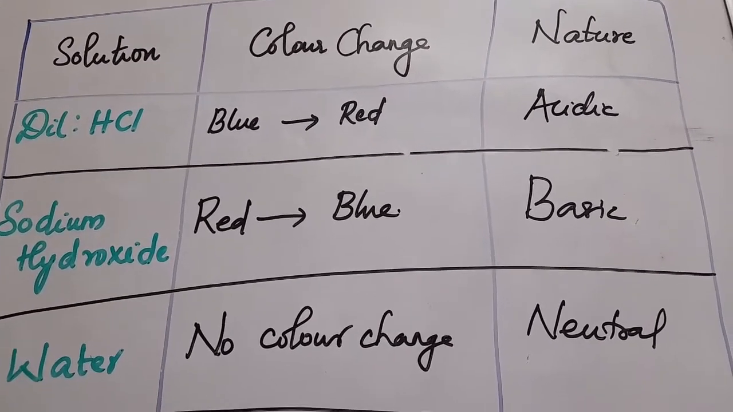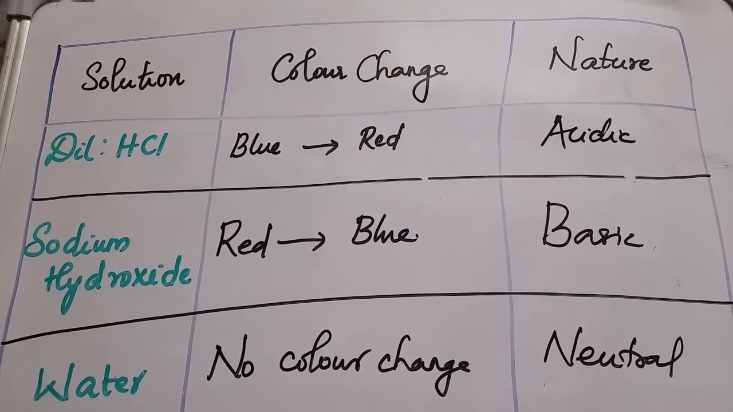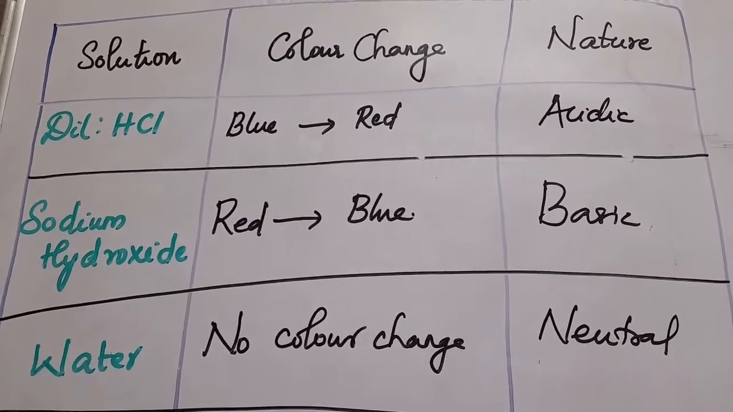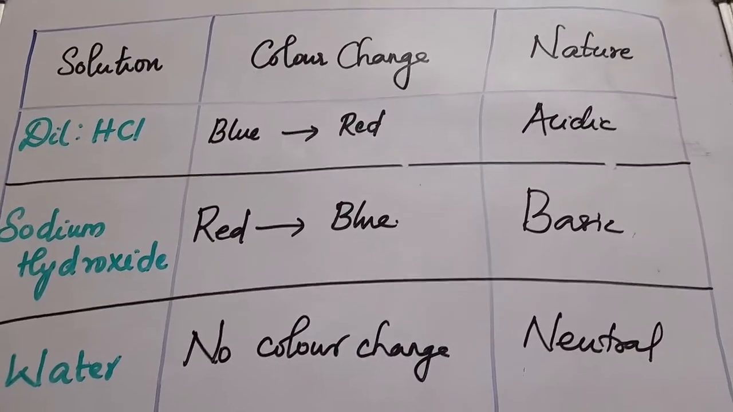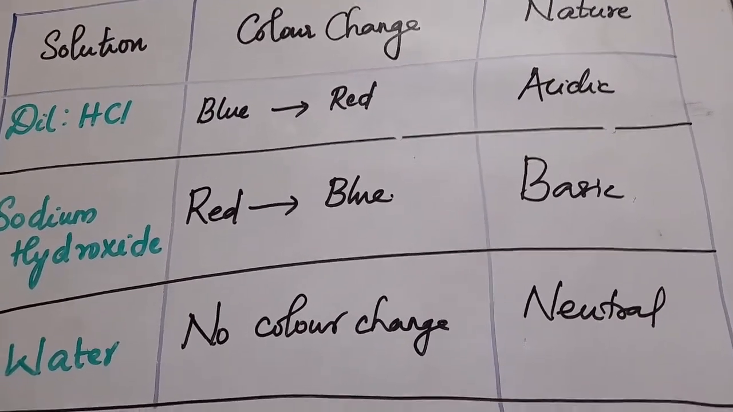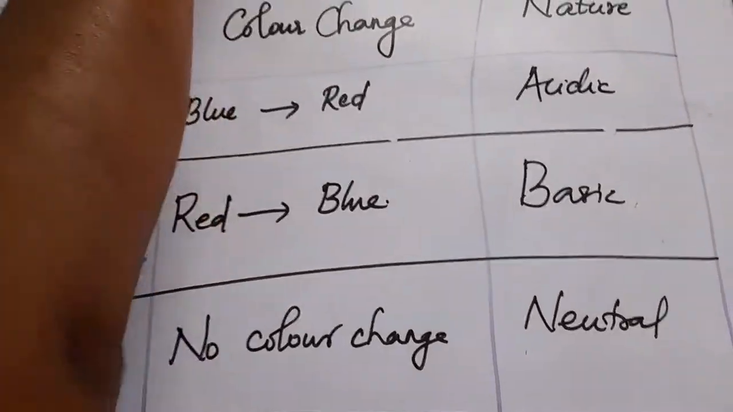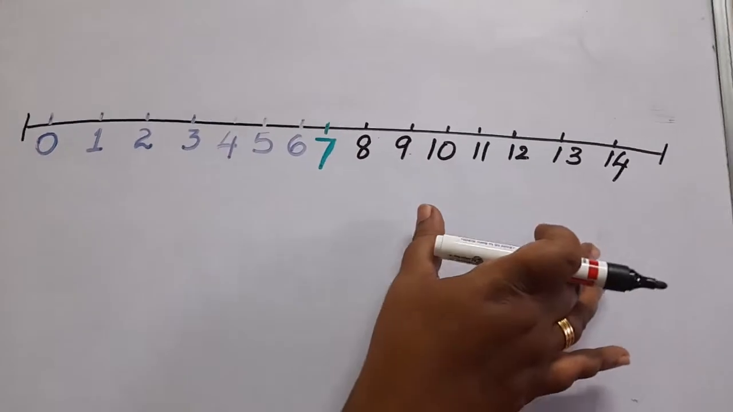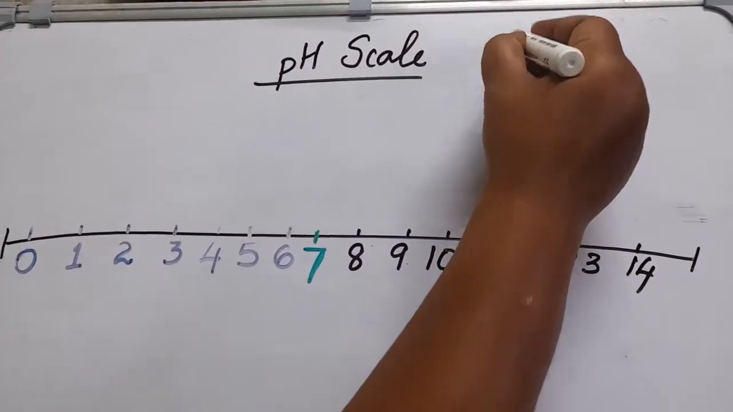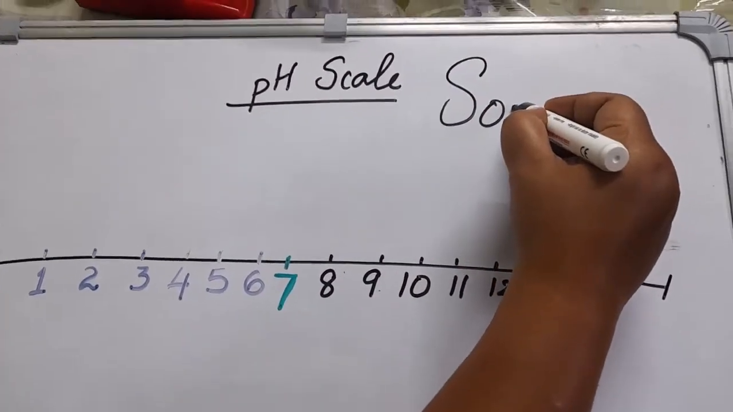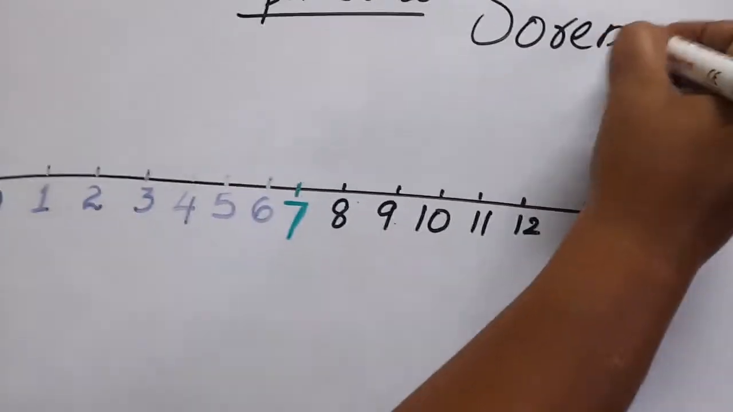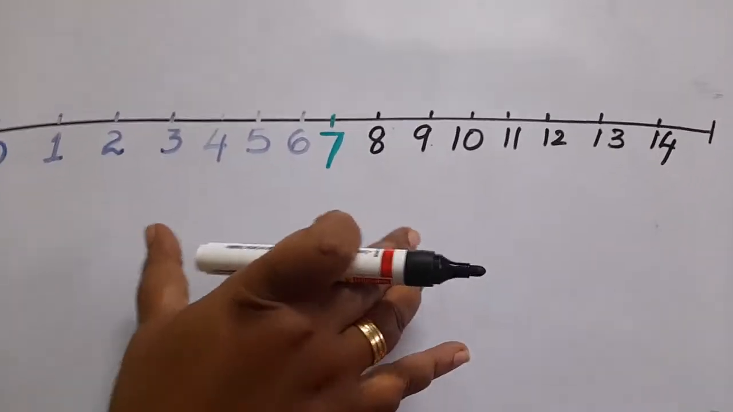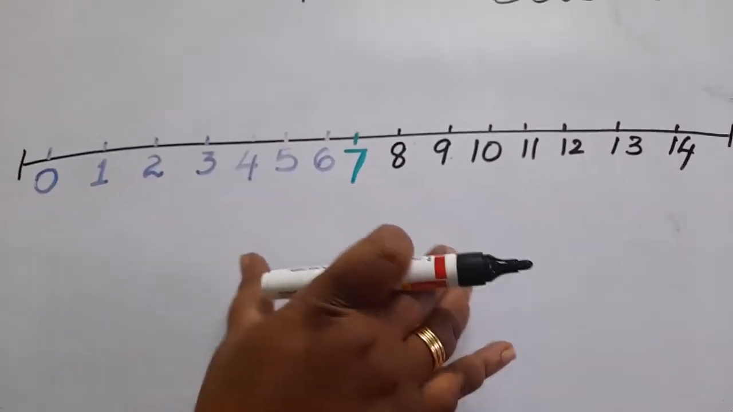Now, to find out the acidic and basic solutions or acidic and alkaline substances, there is a scientific method. So we are going to discuss that. Now this is the pH scale. The pH scale was put forward by Sorensen, a Danish scientist. So this method was used to find out acidic and alkaline substances.